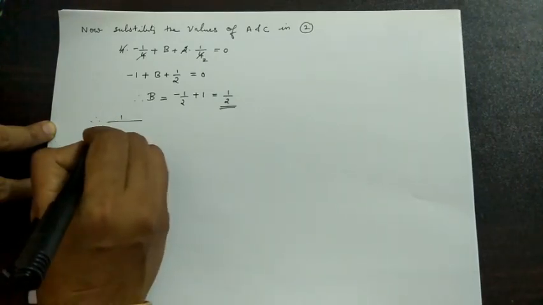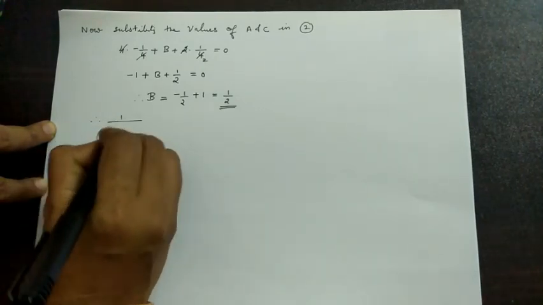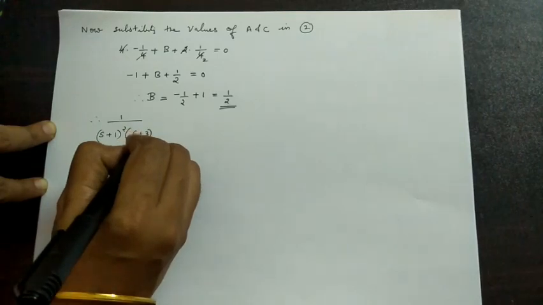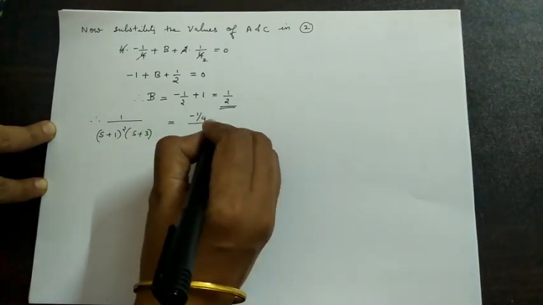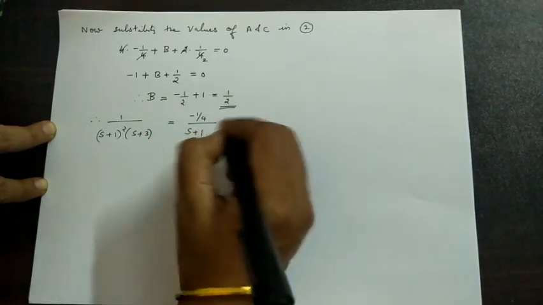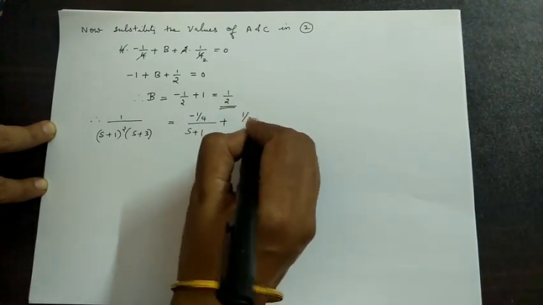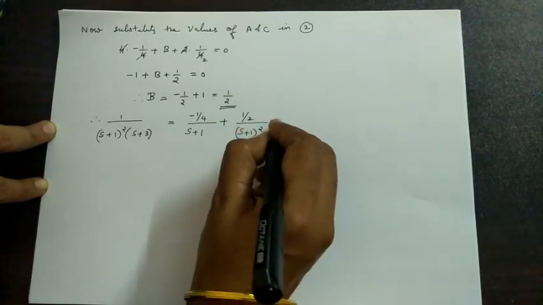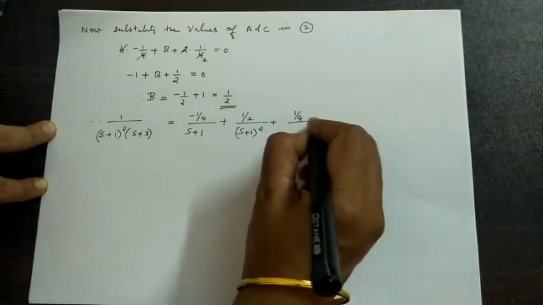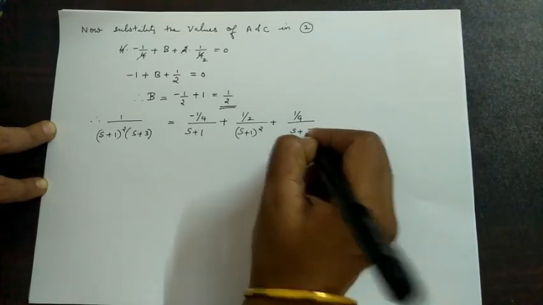Therefore, 1 by (s plus 1) the whole square into (s plus 3) equals, in the place of a we have minus 1 by 4 divided by s plus 1, plus in the place of b we have 1 by 2 divided by (s plus 1) the whole square. In the place of c we have 1 by 4 divided by s plus 3.